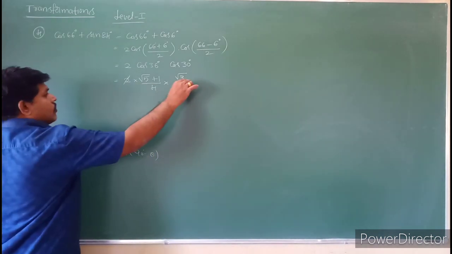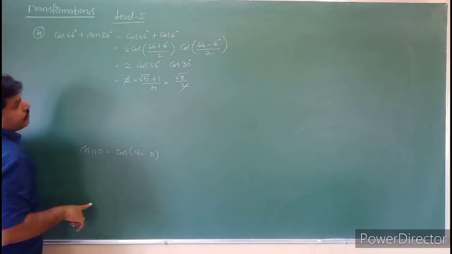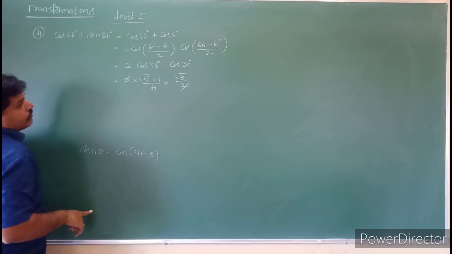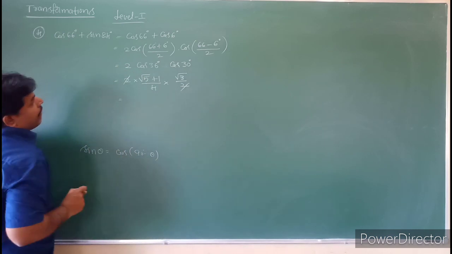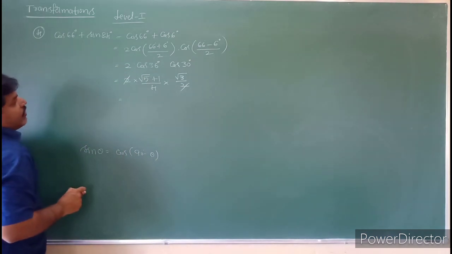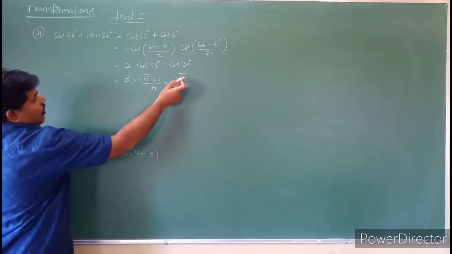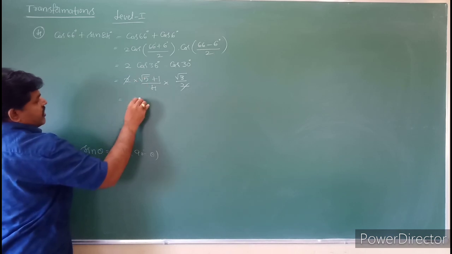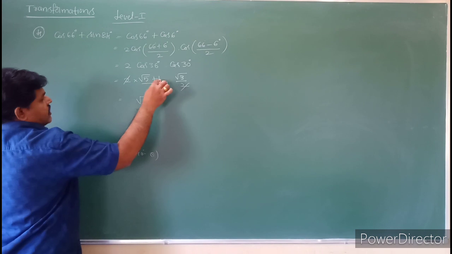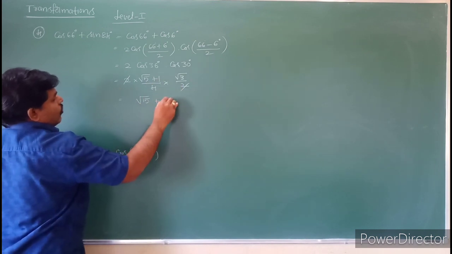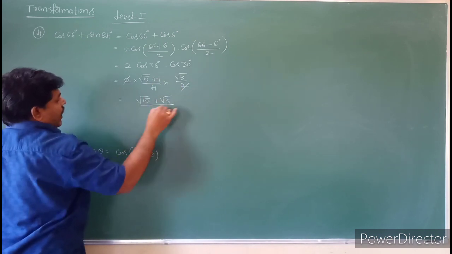So this 2 and the 2 will be cancelled, students. So it will become, take this root 3 inside. What happens? That is root 5 into root 3, so that is root 15, plus 1 into root 3, that is root 3, by 4.